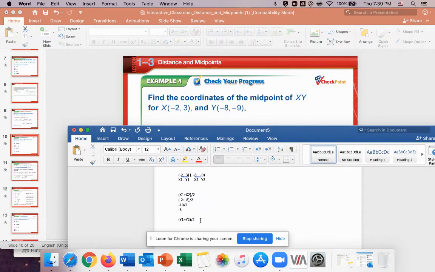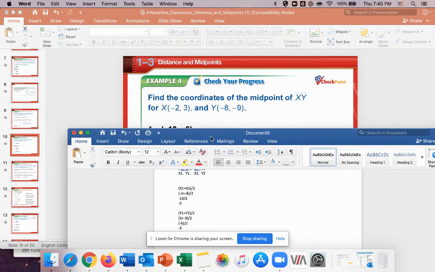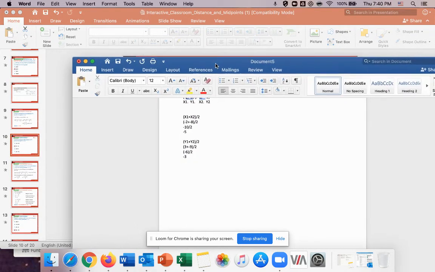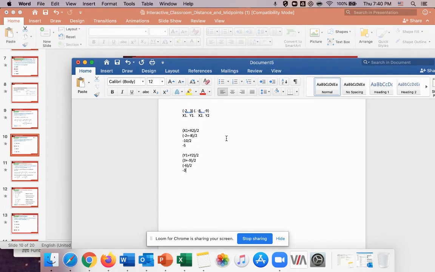And we sub in our y's here. What's our y1? That's going to be 3. And then what's our y2? That's going to be -9. Divided by 2 is -6 divided by 2. -6 divided by 2 should be -3. Let's double check on that. Booyah. So that's how you do it right there.